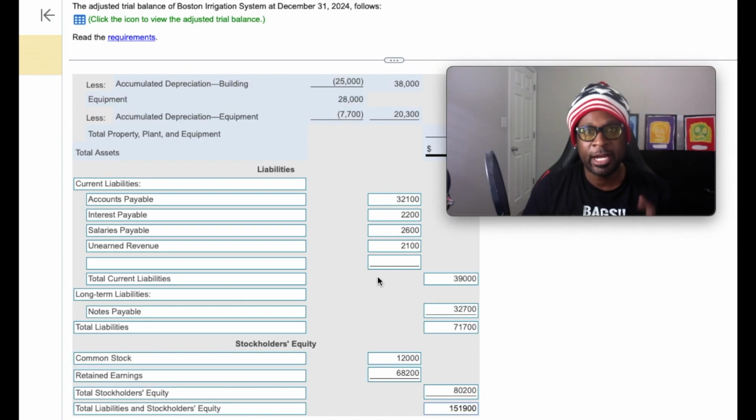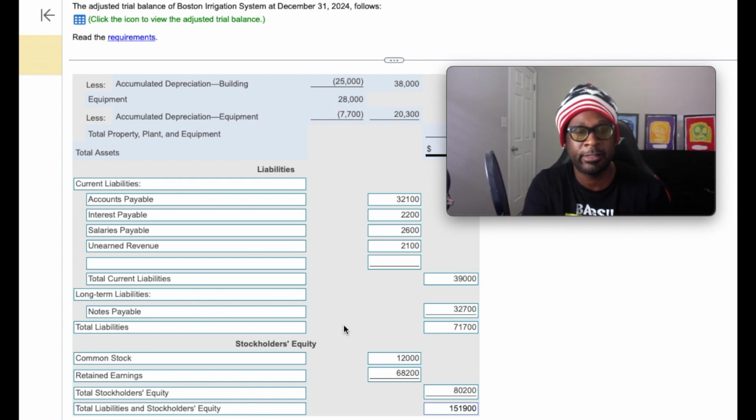Now we're going to complete our liability and stockholders' equity section of the balance sheet, starting with our liabilities. Remember, our liabilities have to be broken down into current versus non-current long-term liabilities. So we're going to start with our current liabilities. We have accounts payable of $32,100, followed by interest payable of $2,200. Next, salaries payable of $2,600 and unearned revenue of $21,000. That gives us a total current liabilities of $39,000.